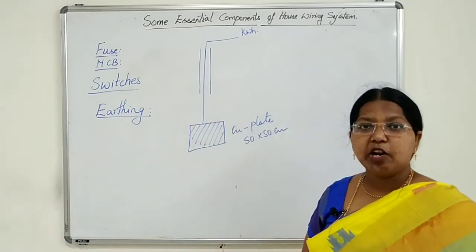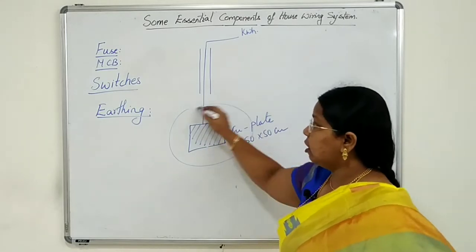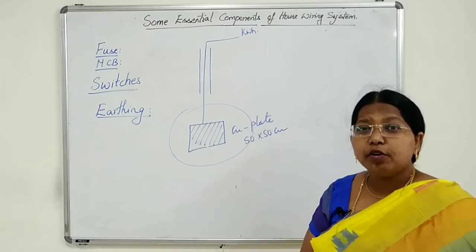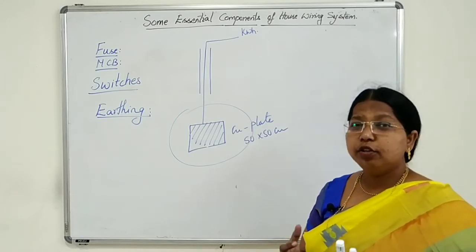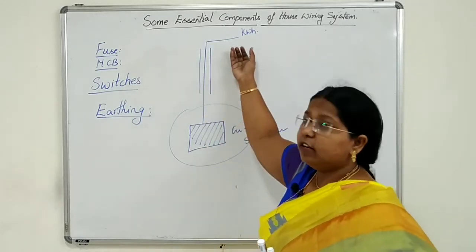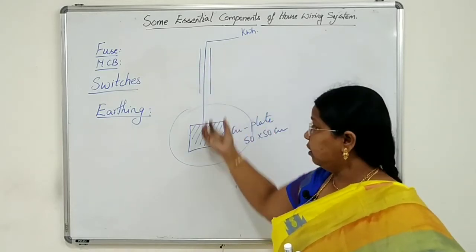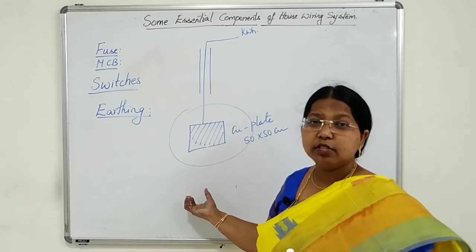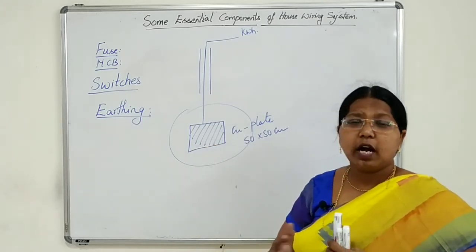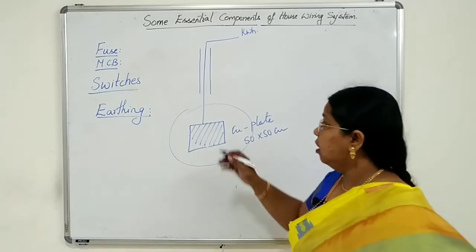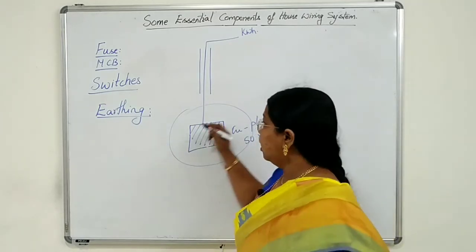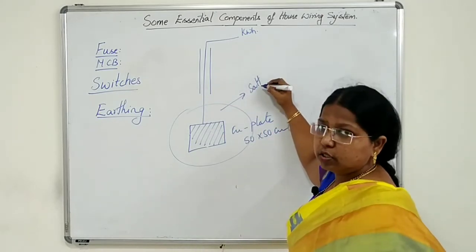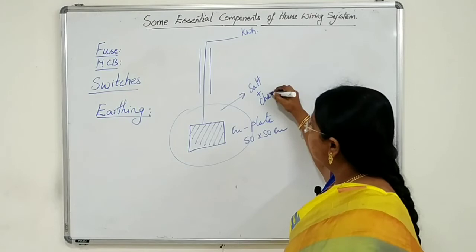and it is surrounded by common salt and charcoal. We will even pour some water to make it a good connection. So whenever excess current comes, it will transfer it to the earth immediately. Is it clear, students? For good connectivity between the copper plate and the earth, we are keeping some common salt and charcoal.